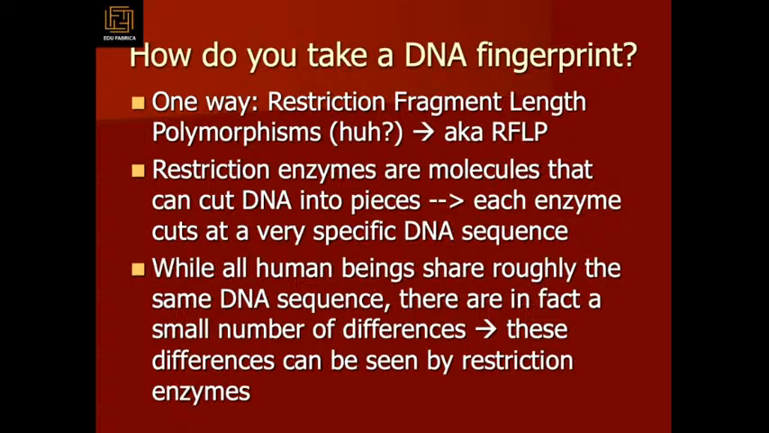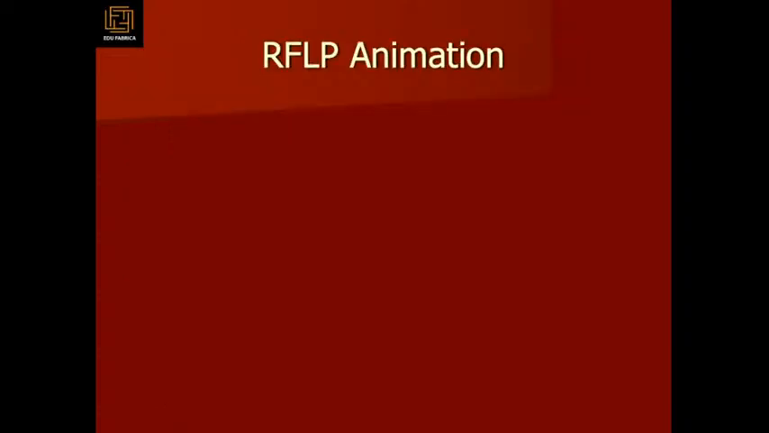So how do we use it? Like yesterday we did RFLP, restriction fragment length polymorphism. Restriction enzymes are molecules that can cut DNA into pieces, and each enzyme cuts at a very specific DNA sequence. While all human beings share roughly the same DNA, in fact a small number of differences are there, and we can see these differences with the help of restriction enzymes.